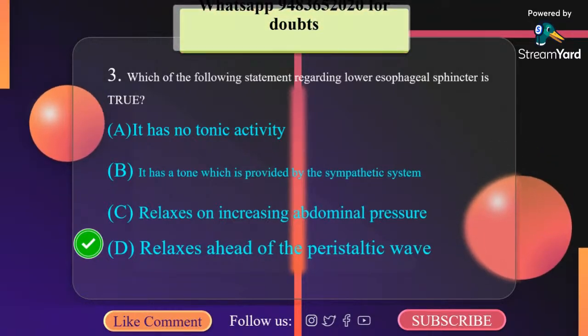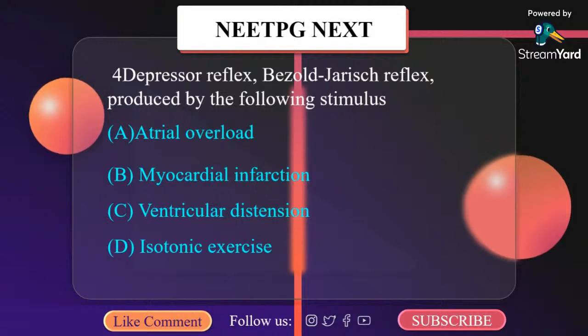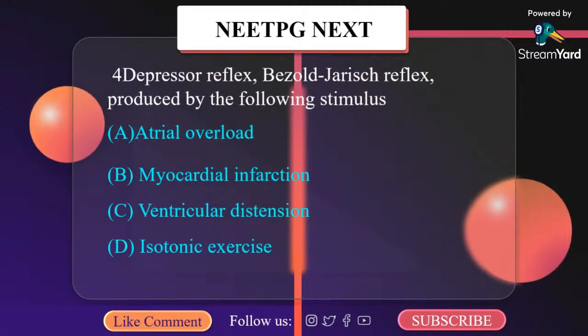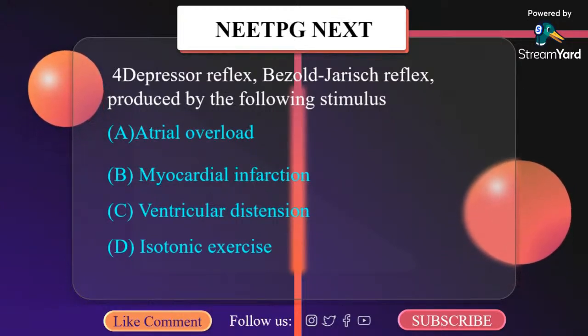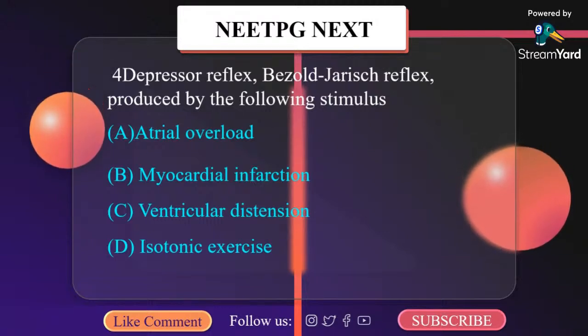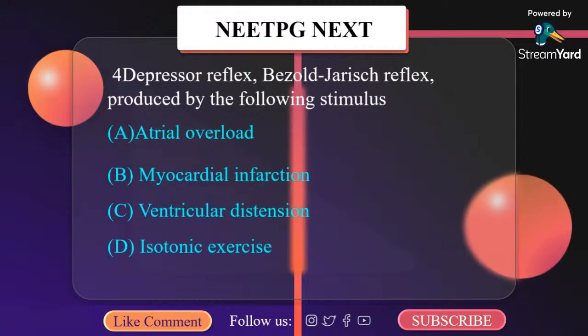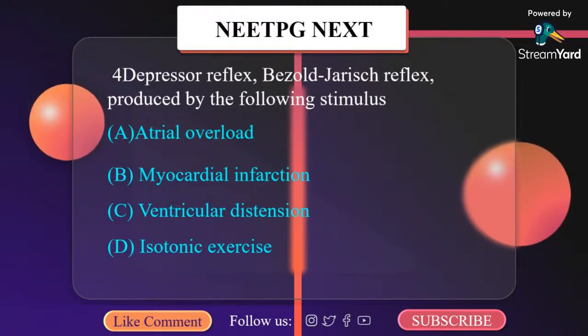Depressor reflex. Bezold-Jarisch reflex is produced by the following stimulus: A. Atrial overload, B. Myocardial infarction, C. Ventricular distension, D. Isotonic exercise. This depressor reflex, Bezold-Jarisch reflex, is produced by which stimulus?